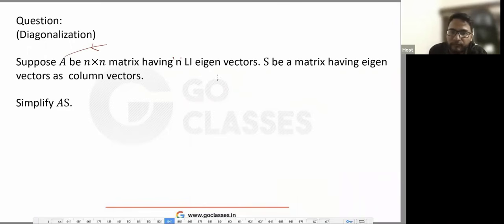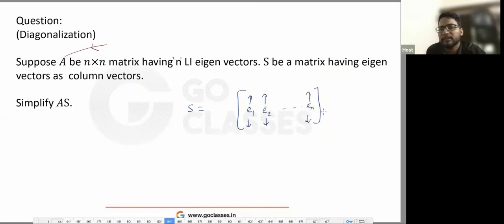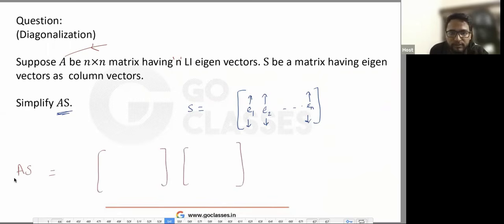I mean, S is like this. Suppose there are n eigenvectors which are linearly independent. This is important because it is given to us. So n linearly independent eigenvectors, they put them in as column vectors. Now they are saying, can you simplify this AS, which means A into S? How will A into S look like? So this is some A, this is some S, right? So this is S, this is A.